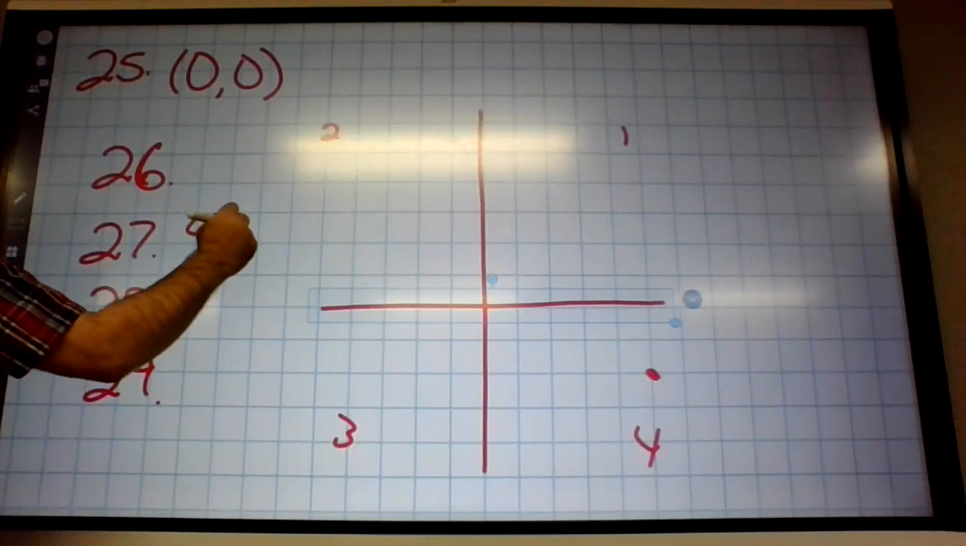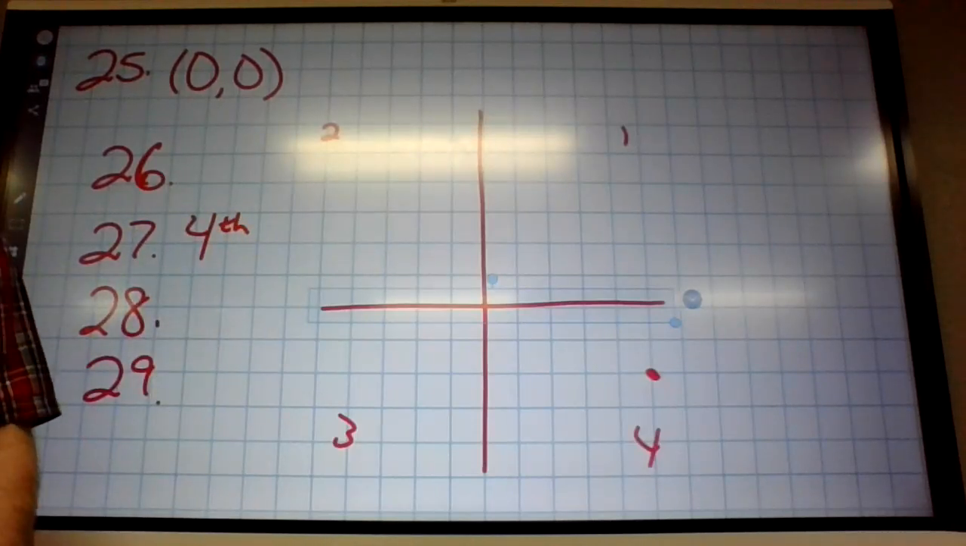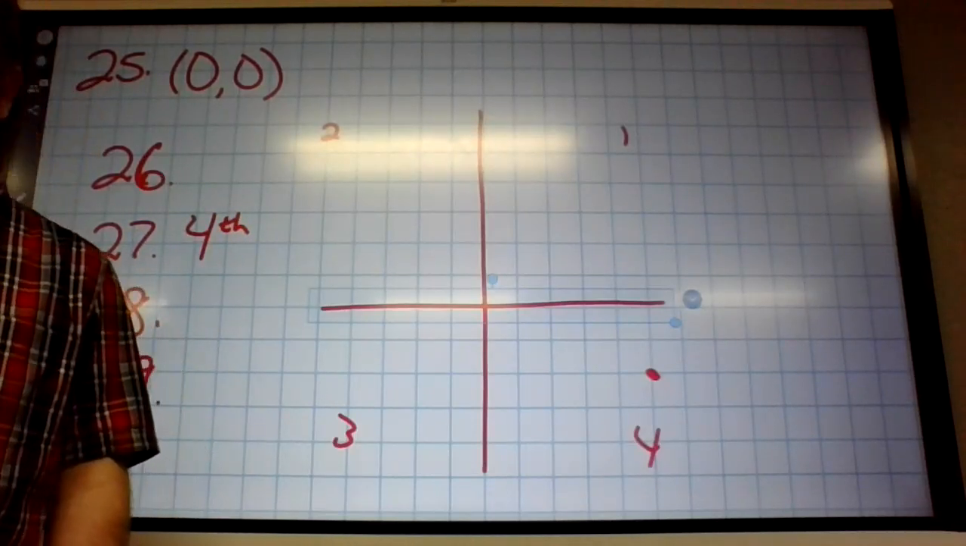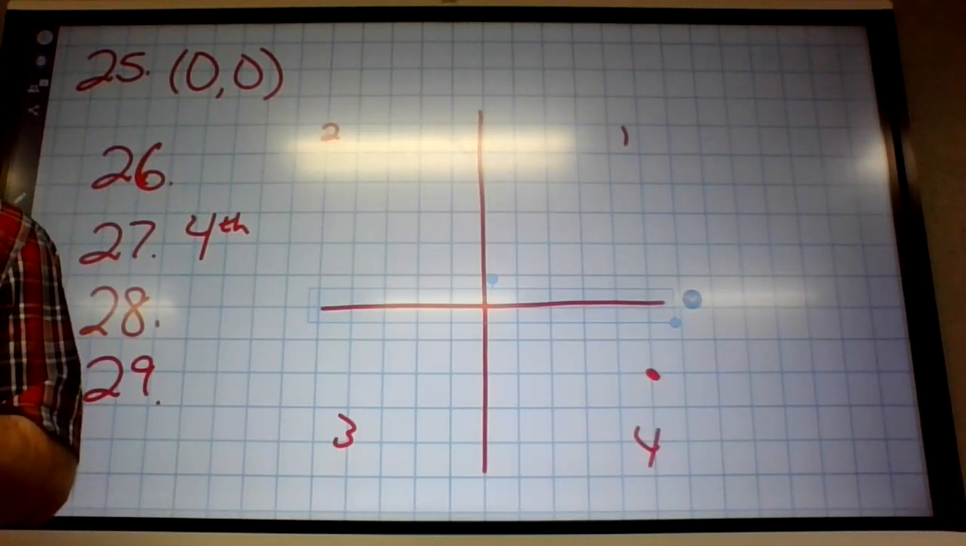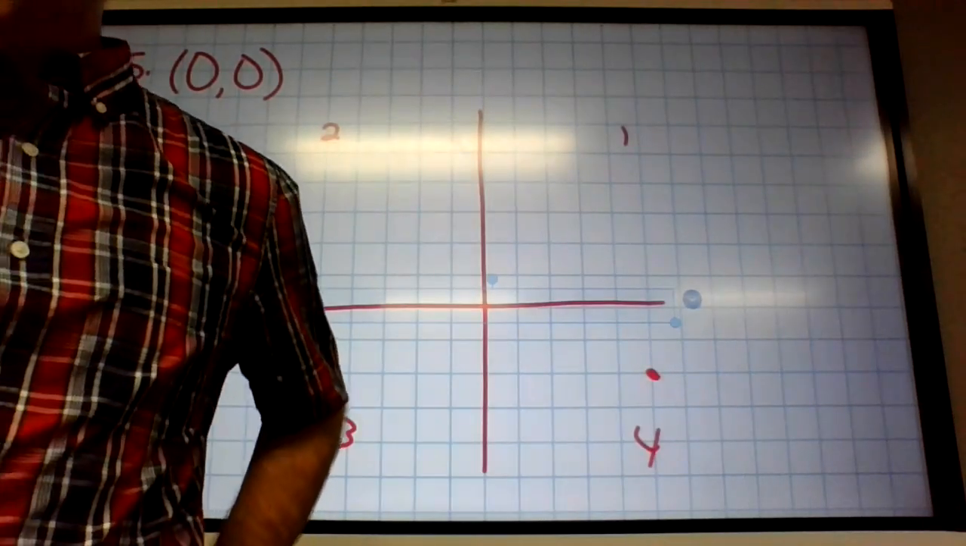So you have to write 4th quadrant somewhere. The book puts it in Roman numerals for some reason. If it's not in a quadrant, it's on an axis. So if it's on an axis, you gotta state what axis it's on.